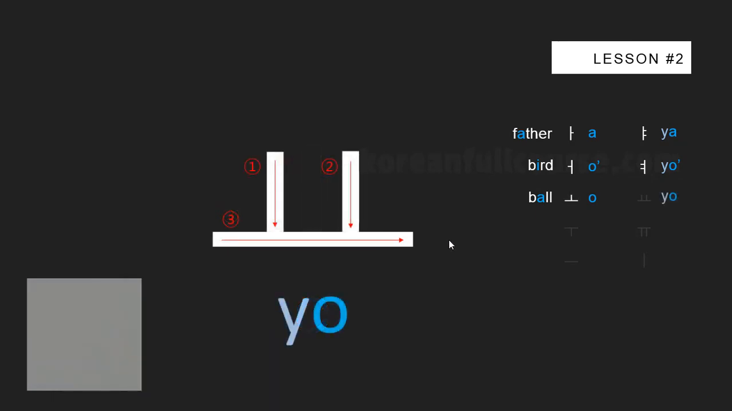The next letter is Yo. Again, it looks like O. You just add an extra vertical stroke over here. First you draw two vertical strokes and then one horizontal stroke on the bottom.